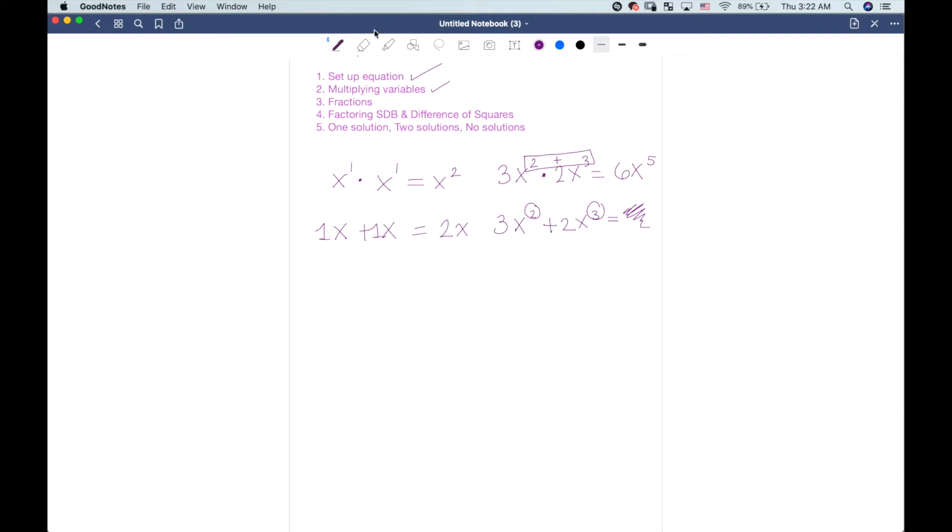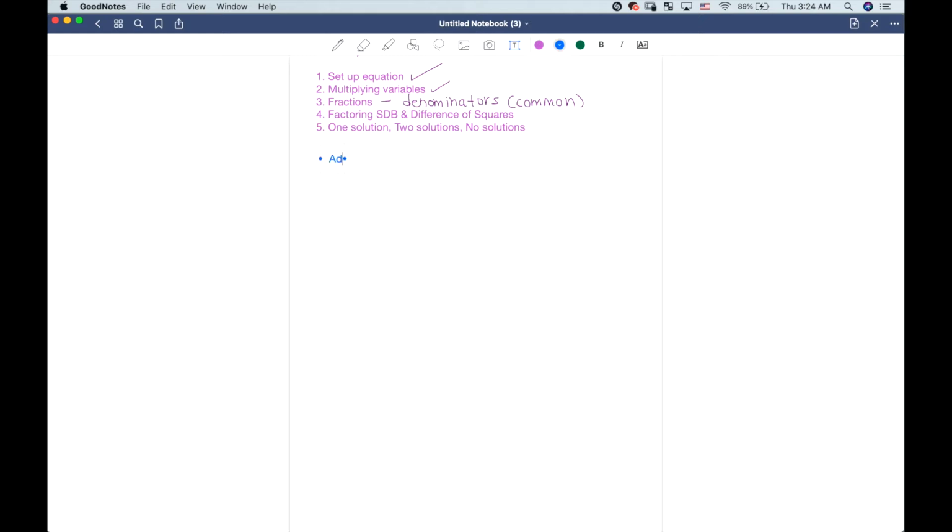Next, fractions. What really matters with fractions are the denominators. When you add or subtract fractions, you have to have a common denominator. When you multiply fractions, you just multiply straight across. When you divide fractions, you multiply by the reciprocal.